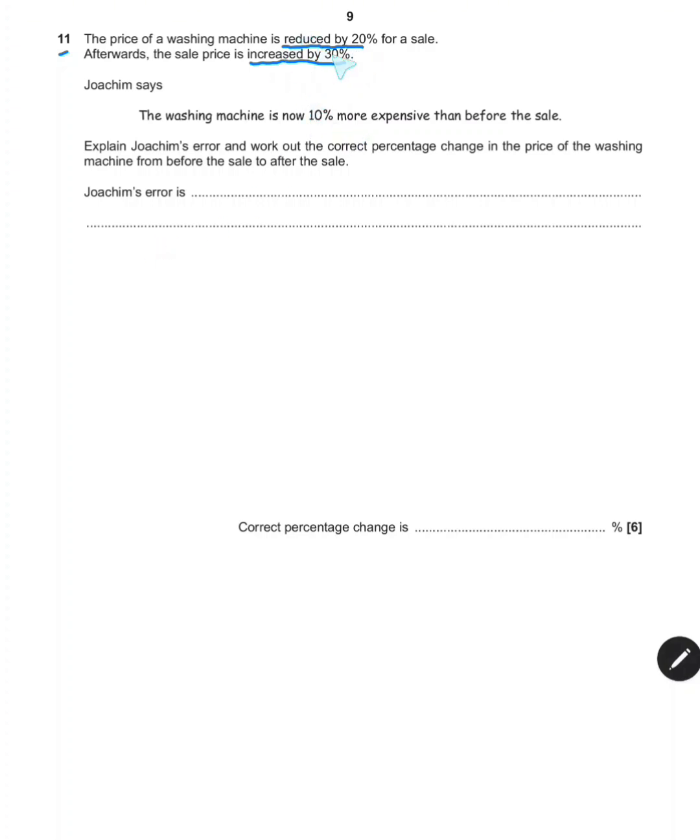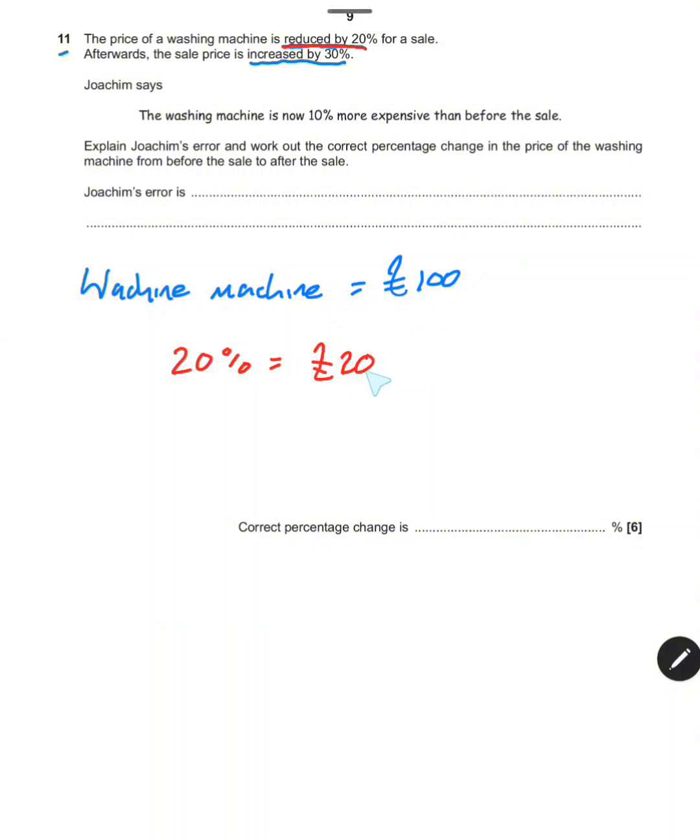Now, because we've got no price of the washing machine, that's actually a good thing because we can say what we want. And if you're working with percentages, the nicest price you can use is £100. So let's just say that the washing machine starts at £100. We're going to reduce by 20%. So 20% is just going to be £20. That's why we chose £100, because you'll just get nice numbers. 10% would be £10, 20% is £20.